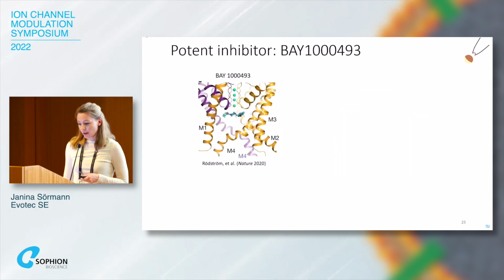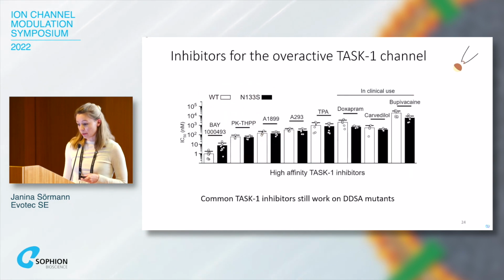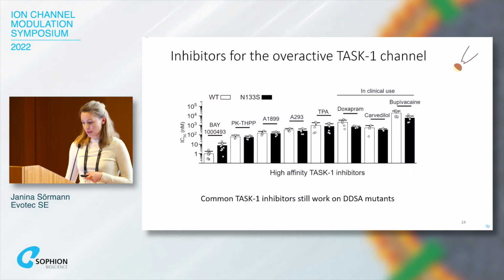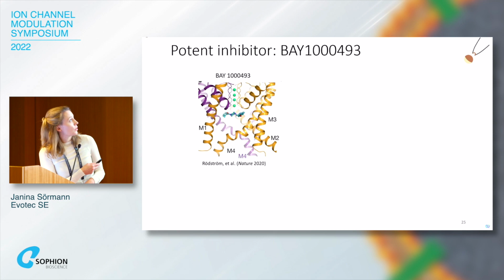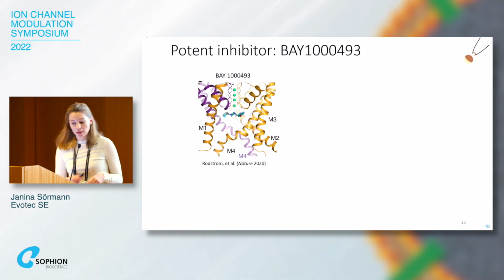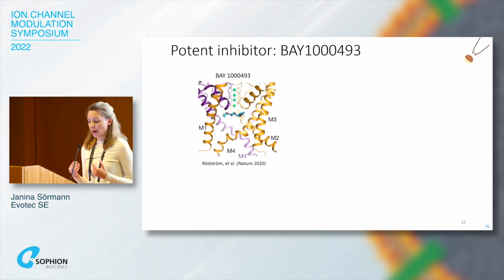It's a drug with a very, very high affinity. Here you can see the crystal structure with the Bayer blocker bound directly under the selectivity filter, so quite far away from the X-gate.